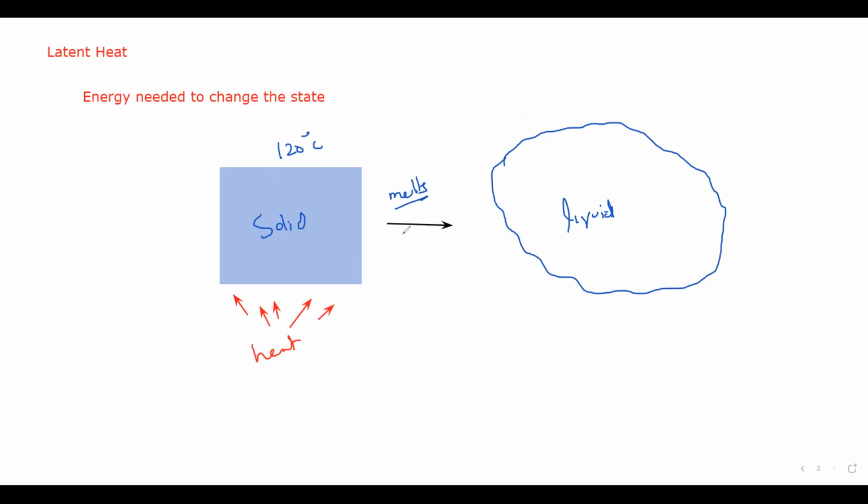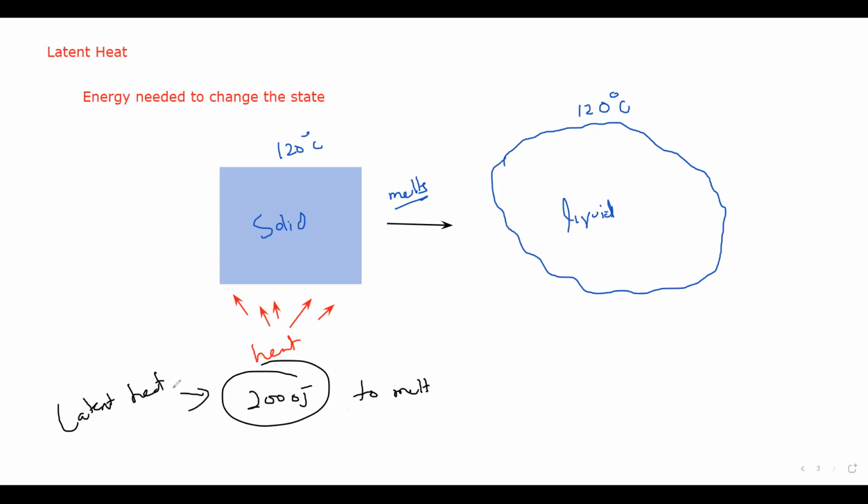Whenever we change the state, there is no change in temperature. So if the solid is at 120 and it is melting, the temperature of the liquid which is formed is also 120. Because whenever there is a change in state, there is no change in the temperature. So if I supply 2000 joules here to melt, how much energy we need to melt the substance to change the state, that energy is called latent heat.